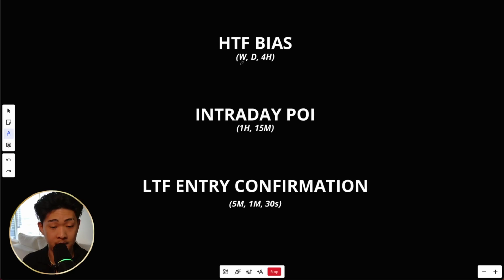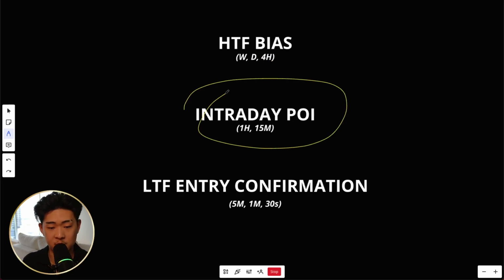In terms of higher time frame bias, I always start on the weekly chart, and then from there I move on to the daily chart, and then from there I'll look at the 4-hour. At a minimum, for a higher time frame bias, you need at least a clear bias on the 4-hour chart.